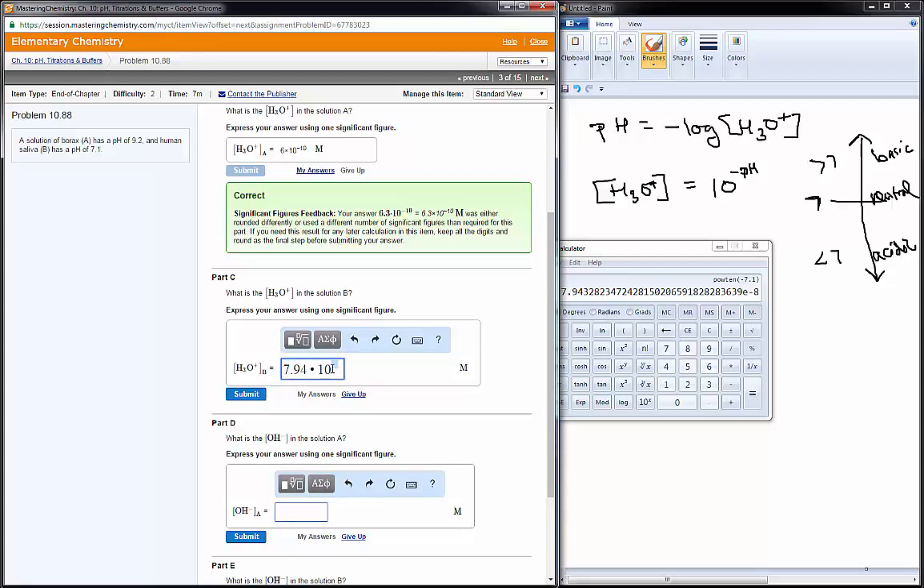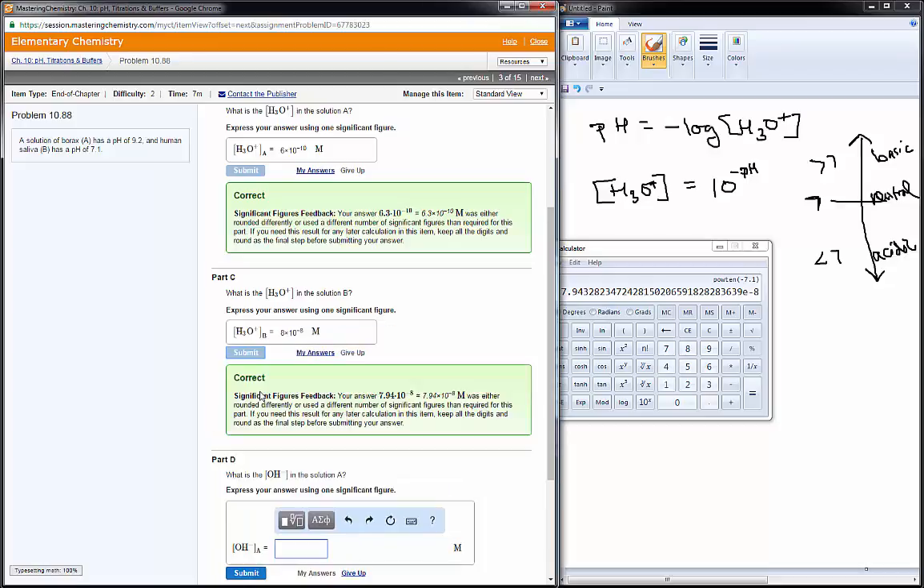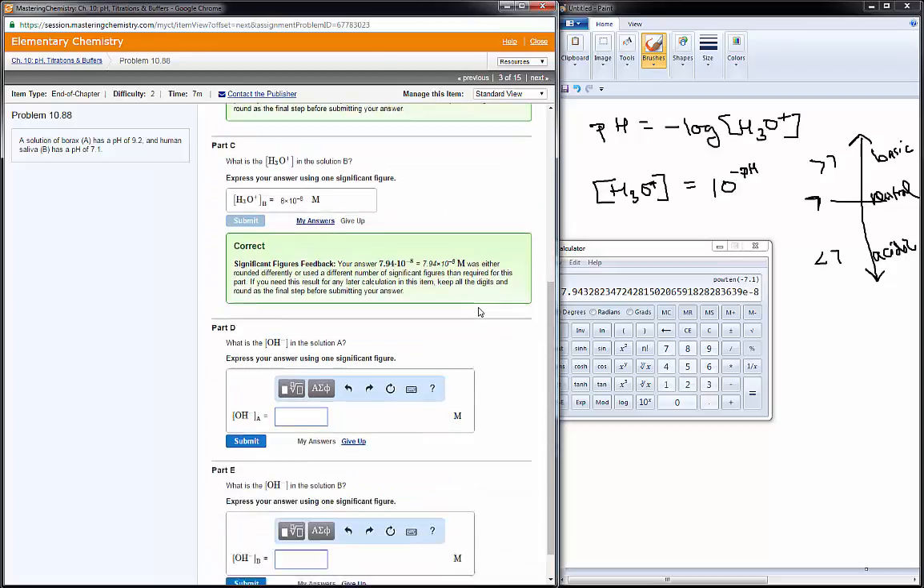These aren't terribly difficult questions, except that you do need to know which equation to use when. So look at what you're given, pH, look at what they're asking for, H3O plus, and look for a convenient equation that says, let me solve for H3O plus if I have the pH.